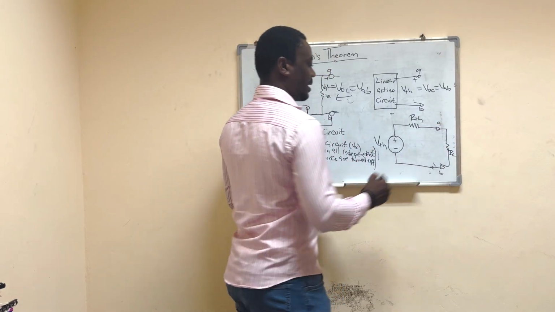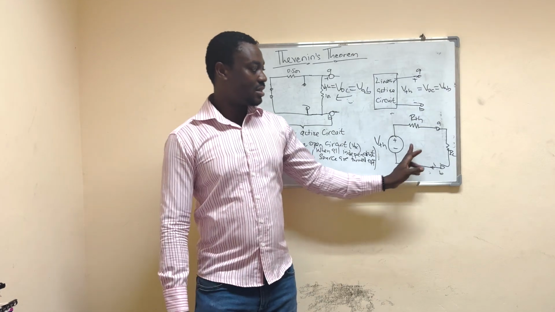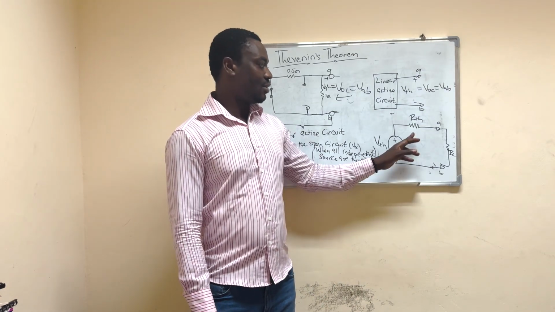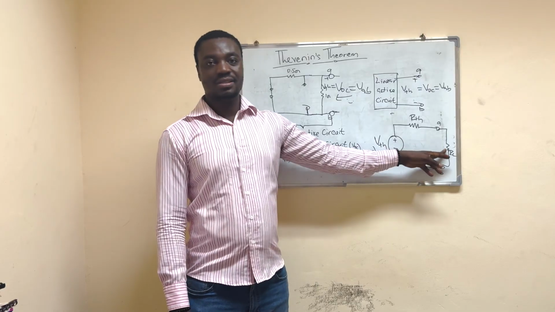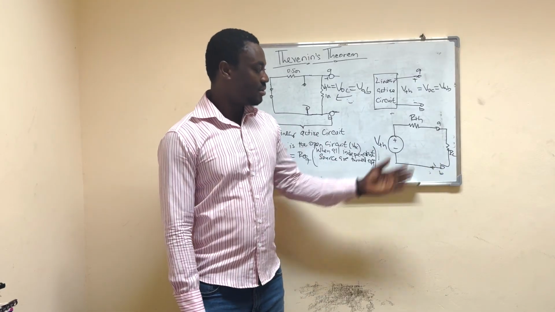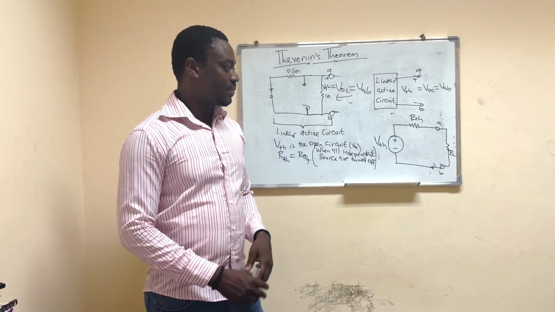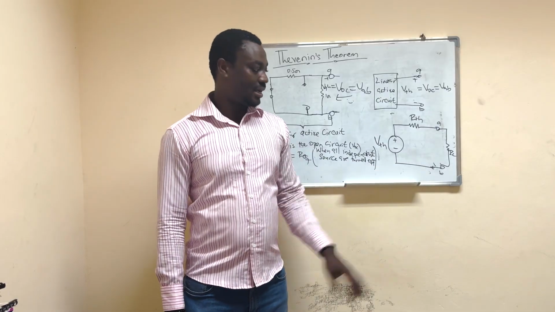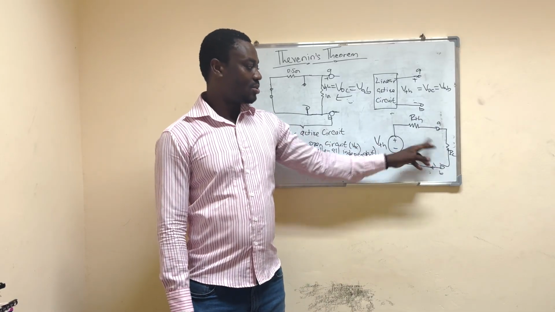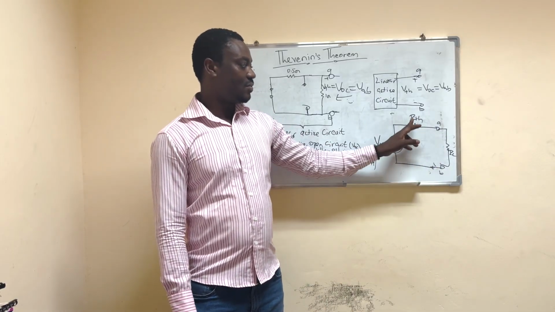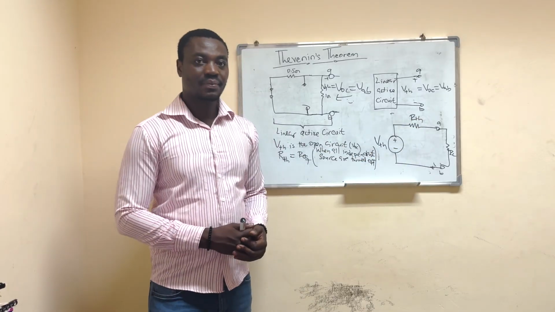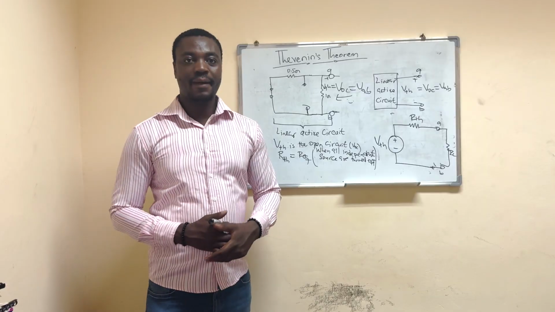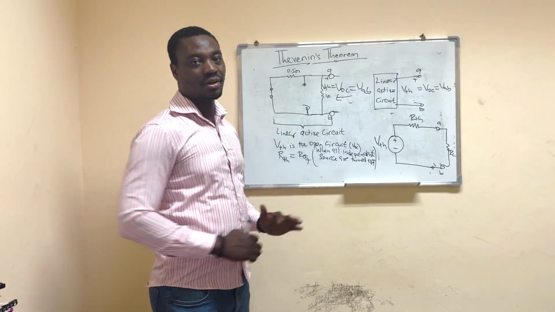our load resistor. And you can see here it's now a simple circuit, right? Now you can find the current passing through the load resistor by using a network reduction method. The current here will just be equal to VTH over the sum of RTH and the load resistor RL. This is how you apply Thevenin's theorem.